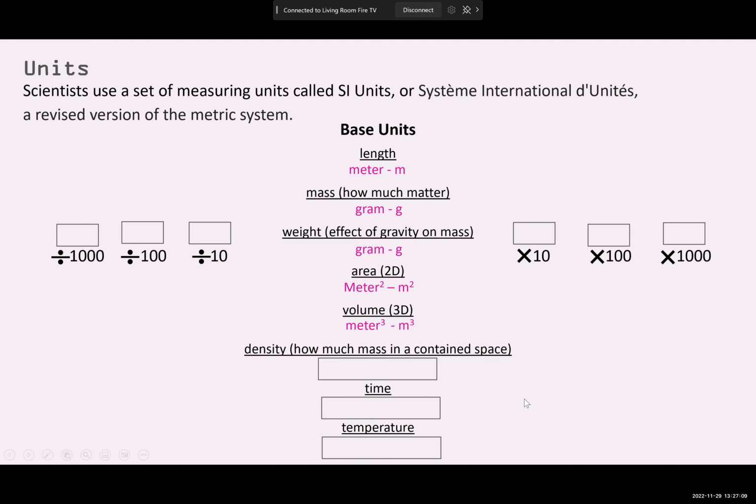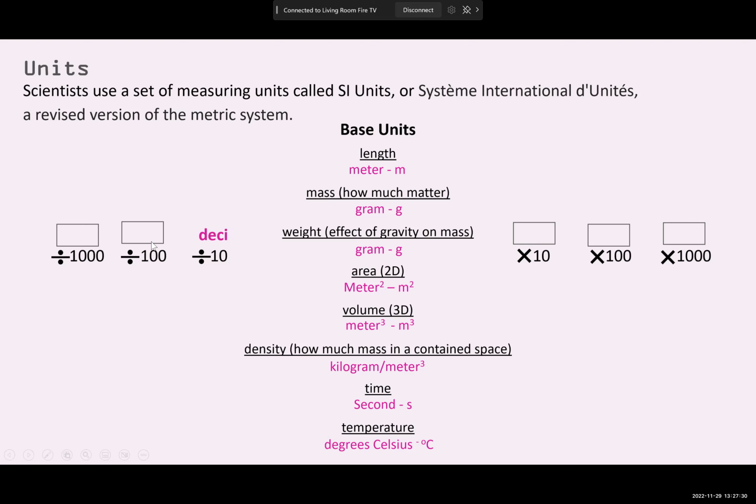All right. So density, how much mass is contained in a space? What do we use there? Grams per meter. So that, yeah, kilogram per meter cubed. Very good. All right. Time. Seconds. Perfect. And temperature. Celsius. Typically degrees Celsius. Very good.